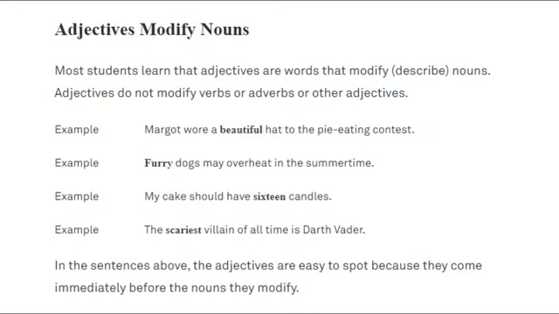First example, Margaret wore a beautiful hat to the pie eating contest. Here we can see the bold word beautiful is modifying the noun hat. That is why beautiful is an adjective.